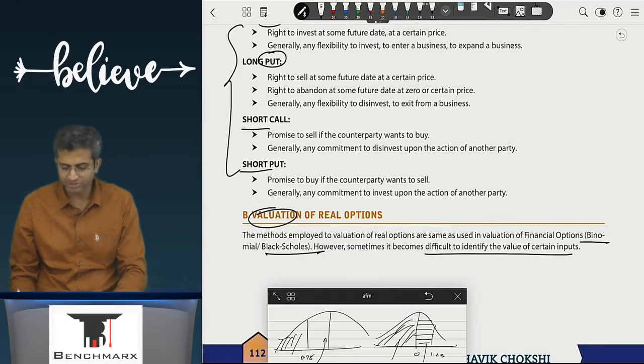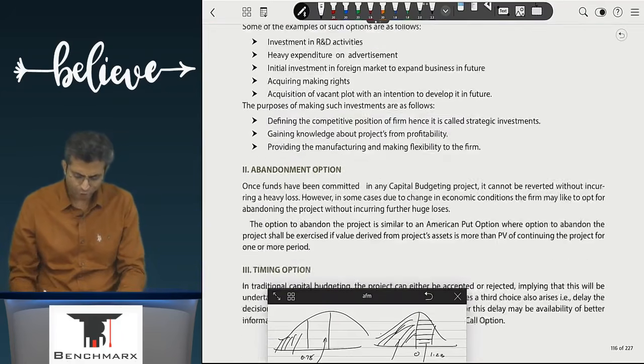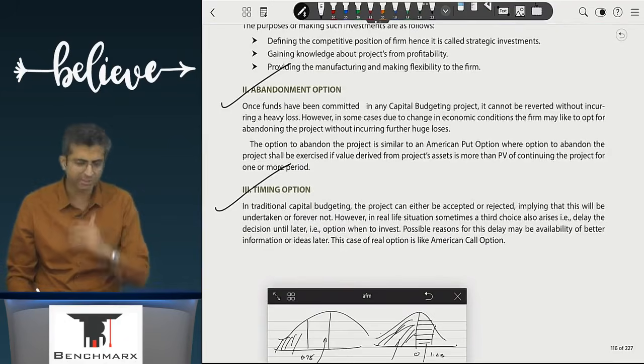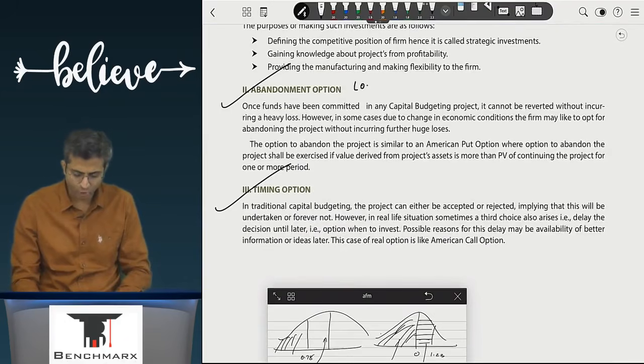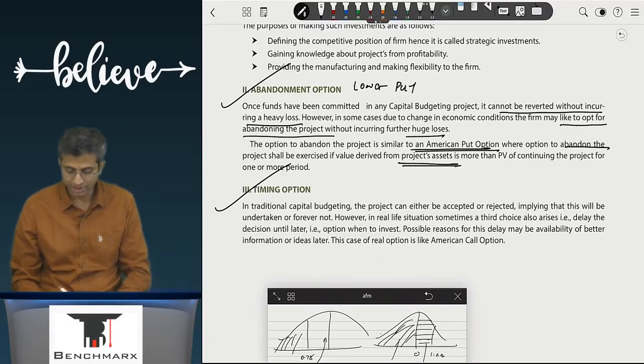However, sometimes it is difficult to value certain inputs, as we saw. There can be growth options, abandonment options, and timing options. Abandonment options are like long put options. Once the funds have been committed, they cannot be reverted without heavy losses. In some cases, a firm may like to opt for abandoning without incurring those losses. So this is like an American put option, where you can abandon the project for the project's assets.